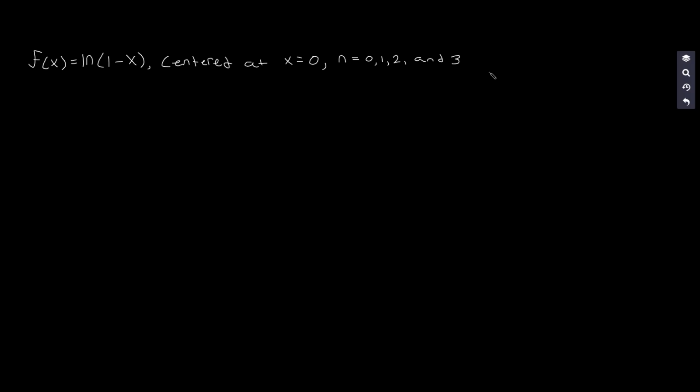Okay, so we want to find the nth order Taylor polynomial for the function f of x equals the natural logarithm of 1 minus x, centered at x equals 0. And we want to do this for n equals 0, 1, 2, and 3. Well, the first thing we have to do is take the derivative of f of x.